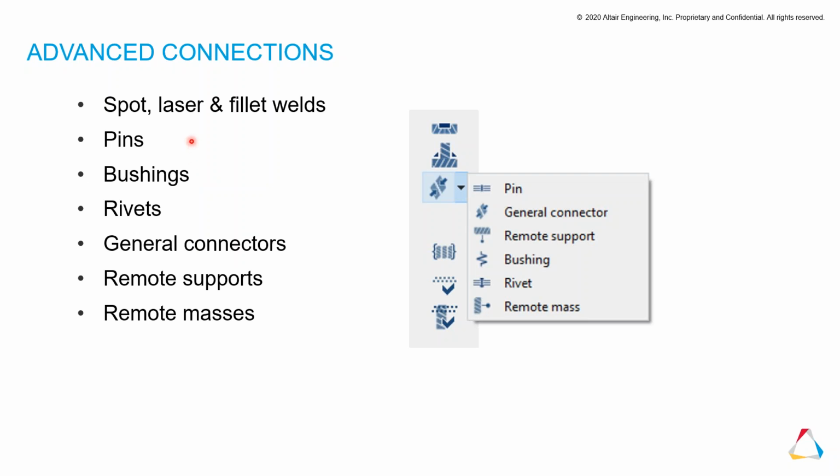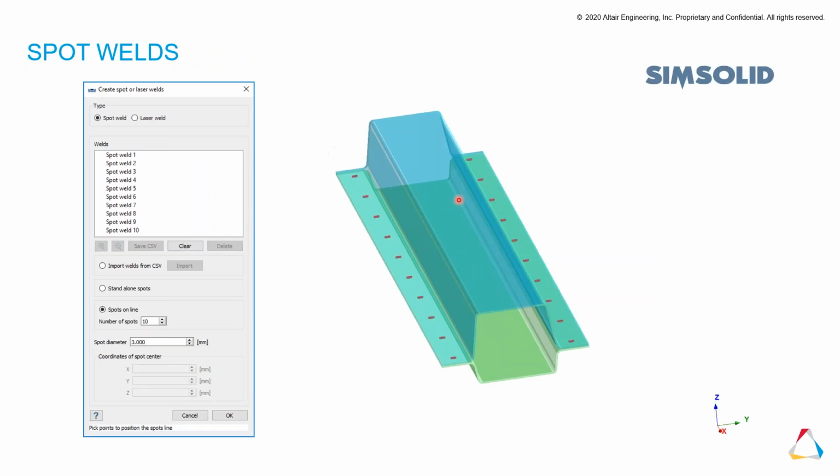Some of the connections that we have: lasers, welds, pin bushing, and in the new version, we actually have adhesive as well. So we can simulate adhesive also in the newer version. All right, so spot welds here are all available. All right, you can import from a CSV file.